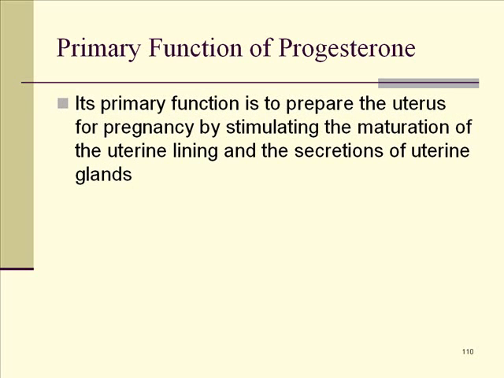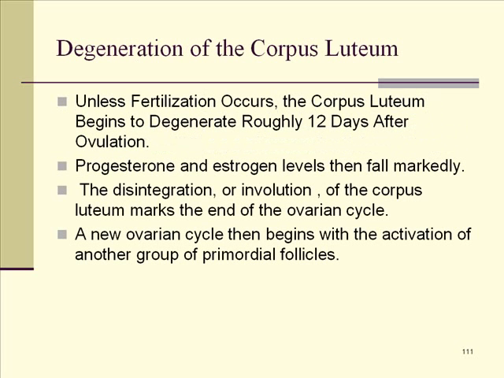The primary function is to prepare the uterus for pregnancy by stimulating the maturation of the uterine lining. The lining of the uterus has to be competent to be able to support the developing fetus. What that means is an adequate amount of tissue and blood vessels, blood supply, have to develop inside the lining of the uterus to be able to support the placenta and the developing embryo. And we see the primary function of the uterine lining is under the effect of progesterone.